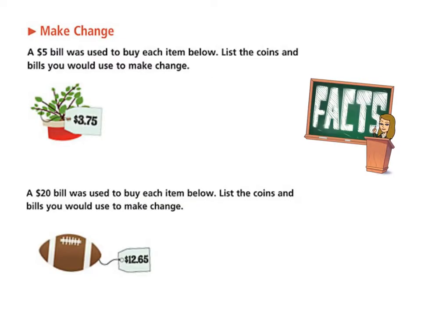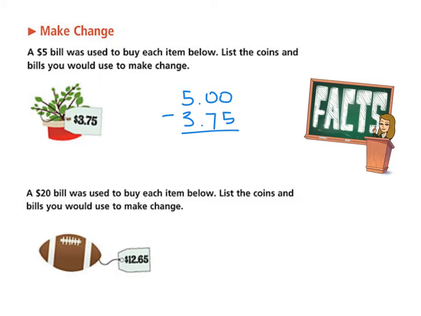Now we'll practice again making some more change. So if we were buying a plant for $3.75 and we used a $5 bill to buy each item. So in order to buy this item, and I gave the clerk a $5 bill, which would look like 5.00 as a decimal, I would subtract $3.75 to figure out how much change I would be getting, and then I'm going to list the coins and bills I would use to make change.